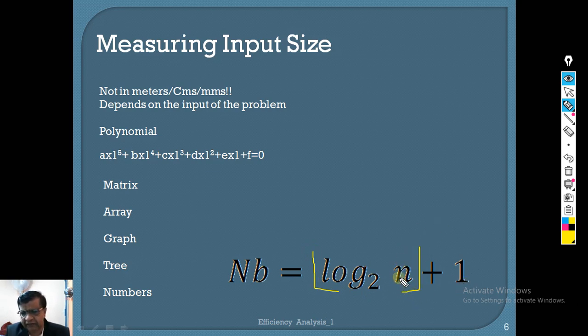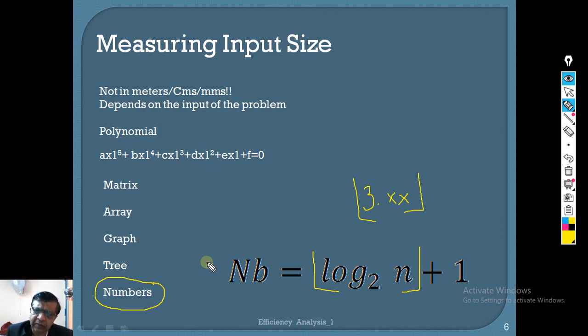Let us say 15 is the number. log 15 to base 2 is 3 point something. Here is the floor, which I have explained in my previous tutorial. It is the greatest integer which is less than this. It is 3 point something, therefore the greatest integer is 3, therefore 3 plus 1. The number of bits required to represent 15 is 4. Like this, for any number you can calculate the number of bits, and that forms the input size for a problem which deals with numbers, number theoretic algorithms.